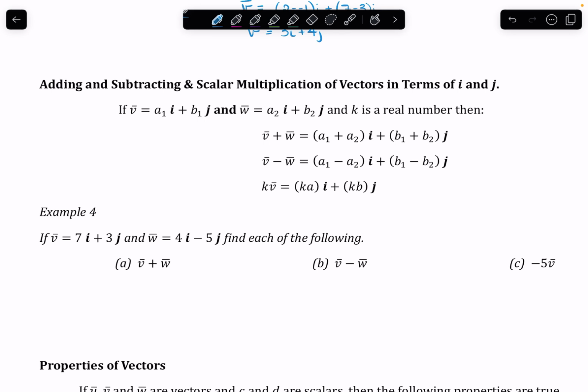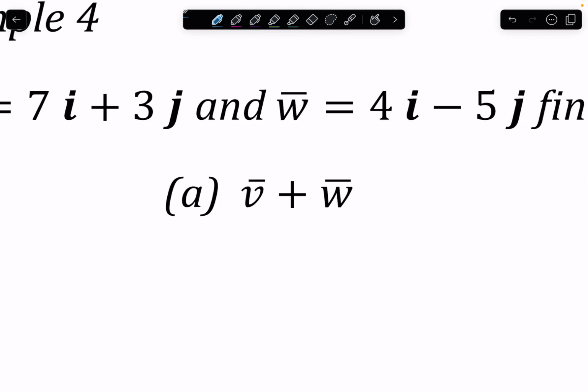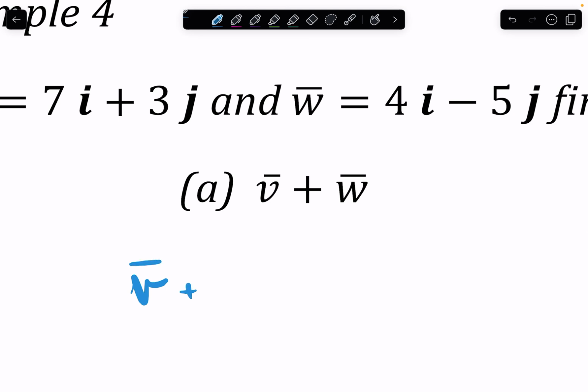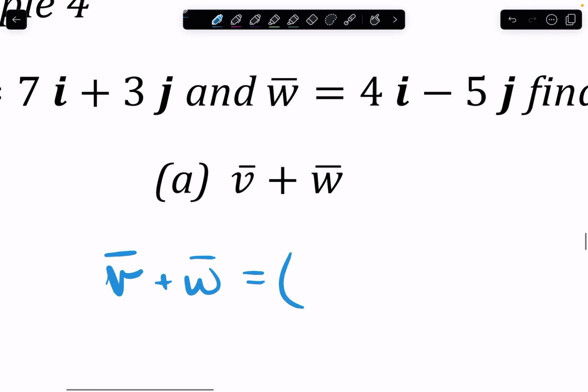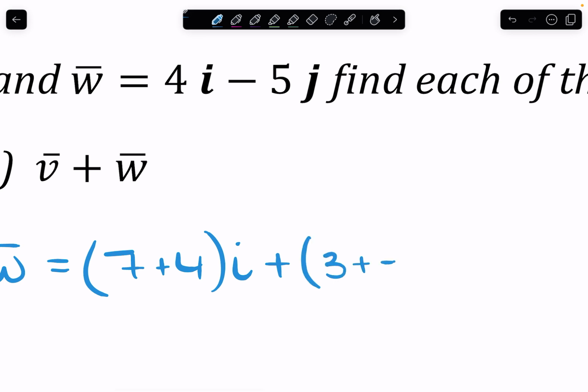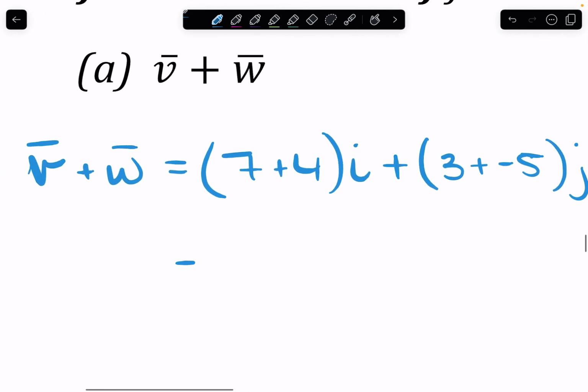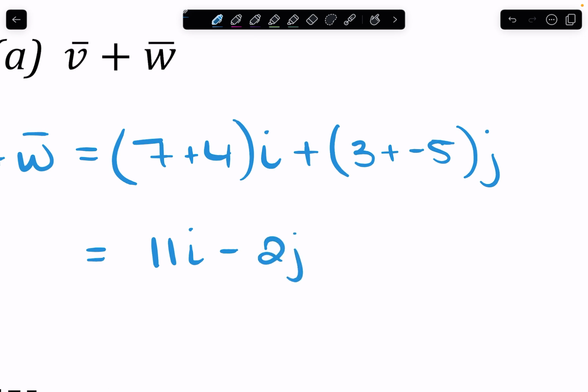All right, example 4. v is 7i plus 3j, and w is 4i minus 5j. We're finding each of the following. So vector v plus vector w. Sum the i's, sum the j's. So i's, 7 plus 4, i plus 3 plus negative 5j. So that gives us 7 plus 4, 11i minus 2j.